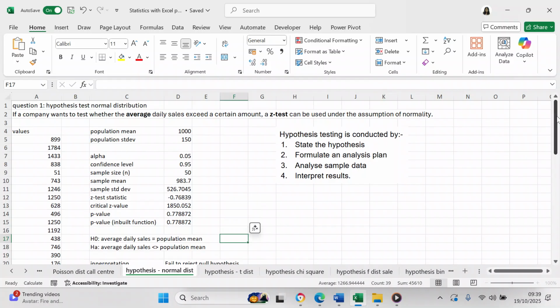You can see that the population mean was 1,000 and the sample mean was 983.7. So that is how you perform a hypothesis test on a normal distribution, and we have used 2 ways to create your p-value.